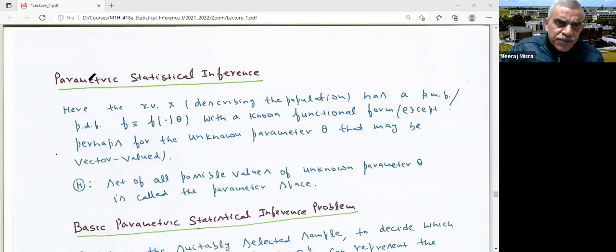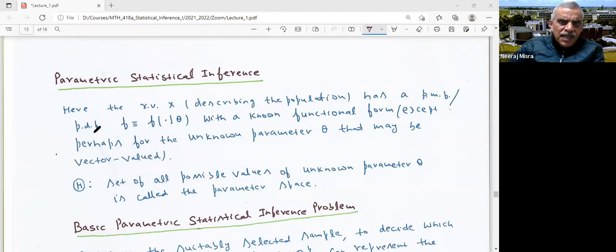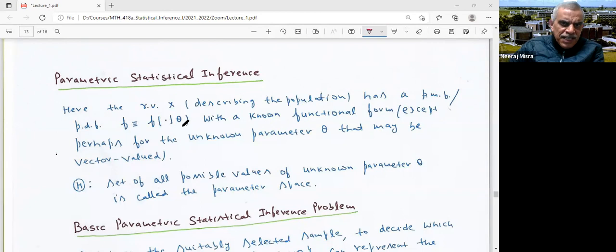So when I talk about parametric statistical inference, what it means is my density has a known functional form, except that it may have some unknown parameter, which I'm denoting by theta. So that is what is being said over here. Here the random variable x, which describes a population, has a PMF or PDF f given theta, of known functional form, except perhaps for the unknown parameter theta that may be vector valued.